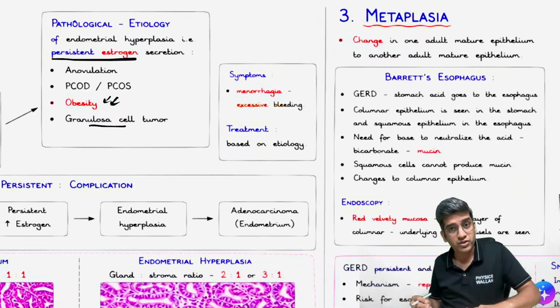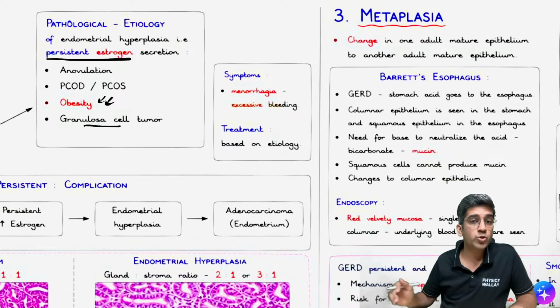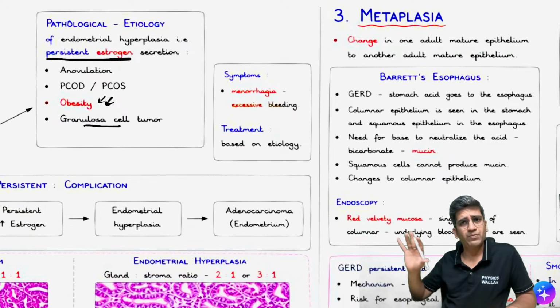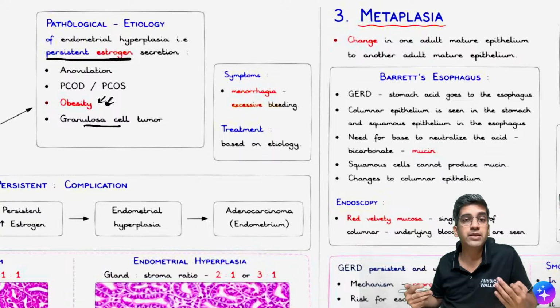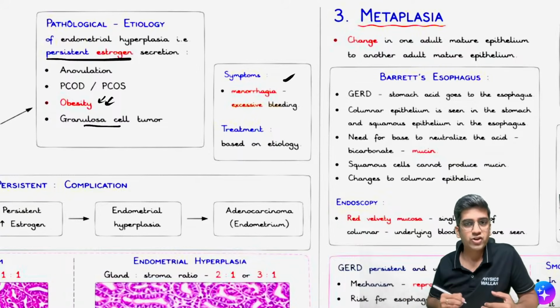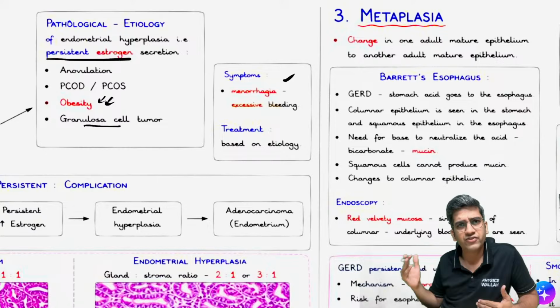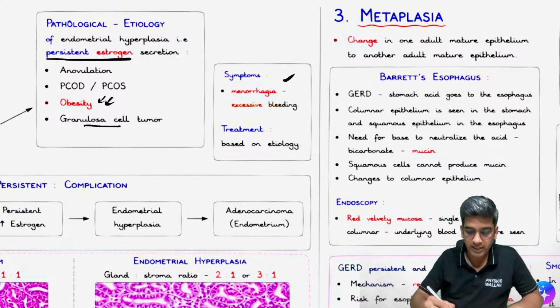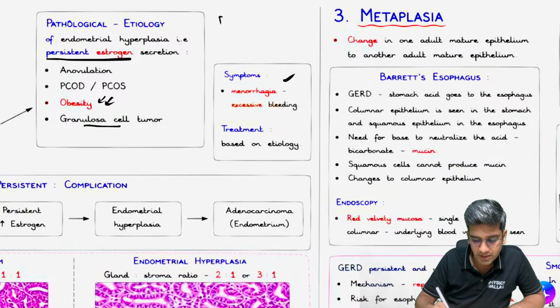Whenever we have hyperestrogenism, automatically it results in a microscopic condition called an endometrial hyperplasia. That's a disease. How will be the symptoms of the disease? The patient will present with menorrhagia or excessive bleeding, and the treatment is going to be based on etiology, right? So this is a pathological hyperplasia named as an endometrial hyperplasia.